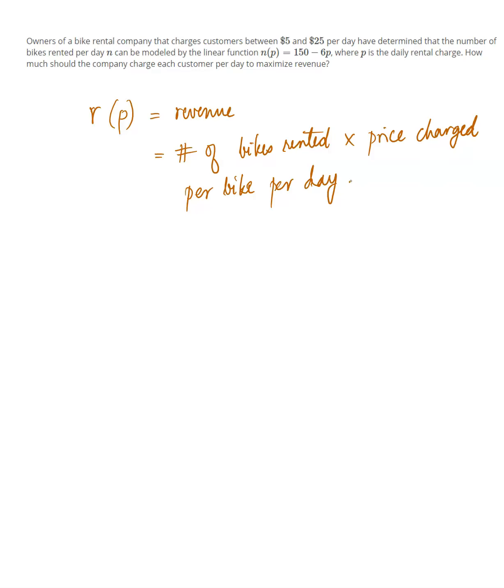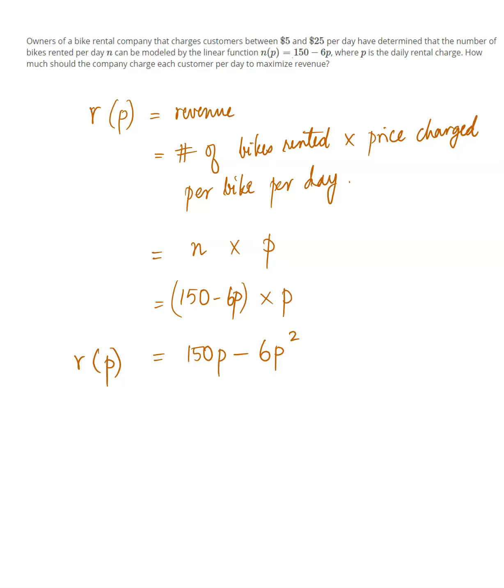Now the number of bikes rented is represented by N, right? So that is N times the price charged per bike. Price will be the daily rental charge, which will be P, N times P. But we're already told that N is 150 minus 6P. So 150 minus 6P will be N times P. So that will be 150P minus 6P squared. So R of P is 150P minus 6P squared.